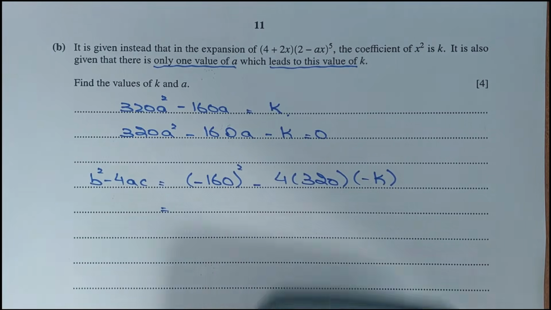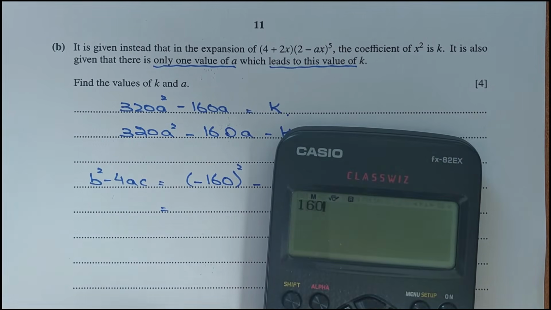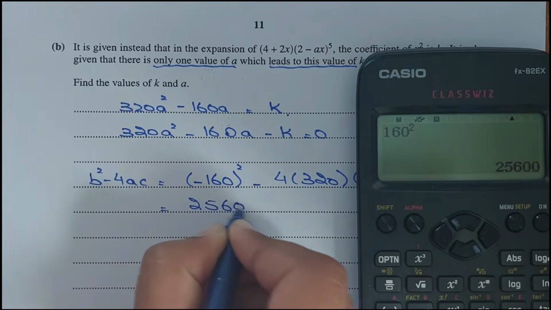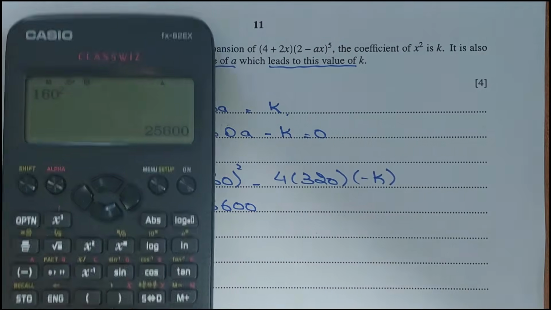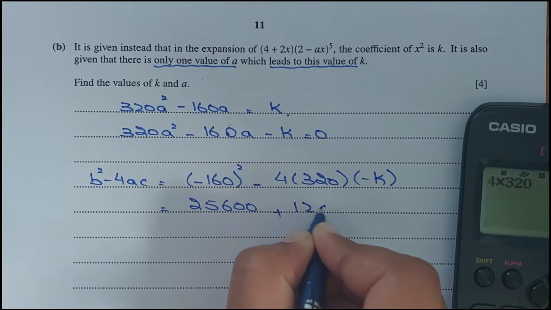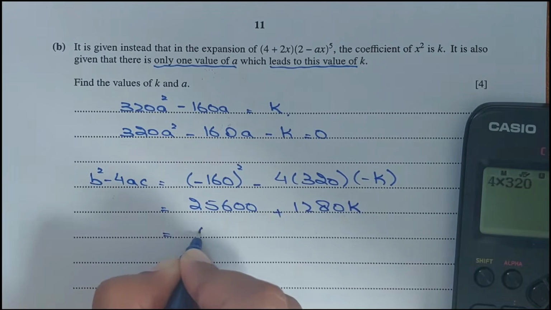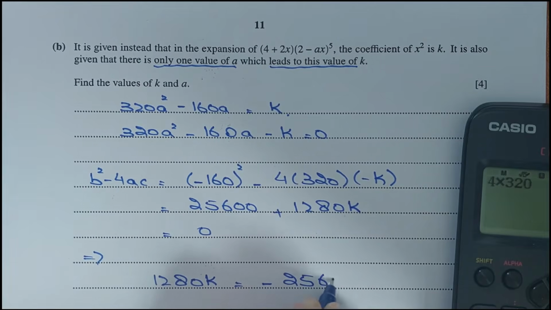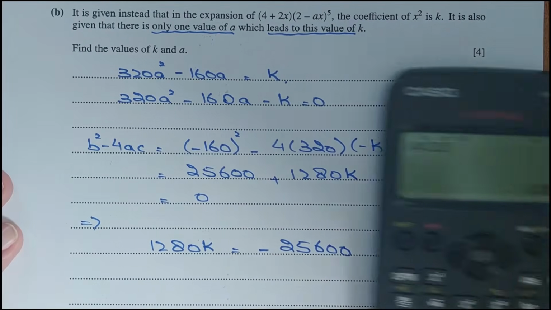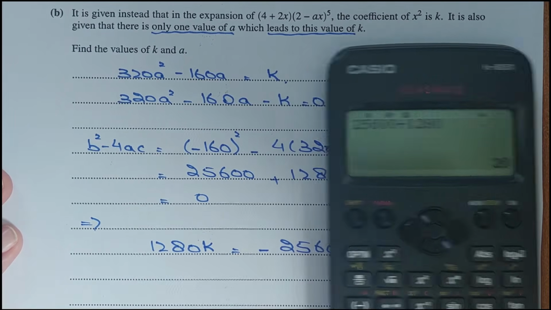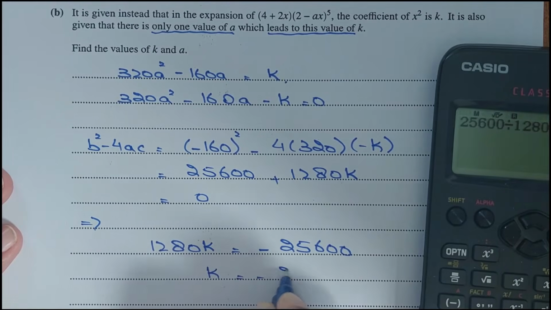Okay, so we can say 160 square is 25600, and 4 times 320 is positive 1280k, and this should be equal to 0. We are solving for k. 1280k is minus 25600, so 25600 divided by 1280 gives the k value, which is negative 20.